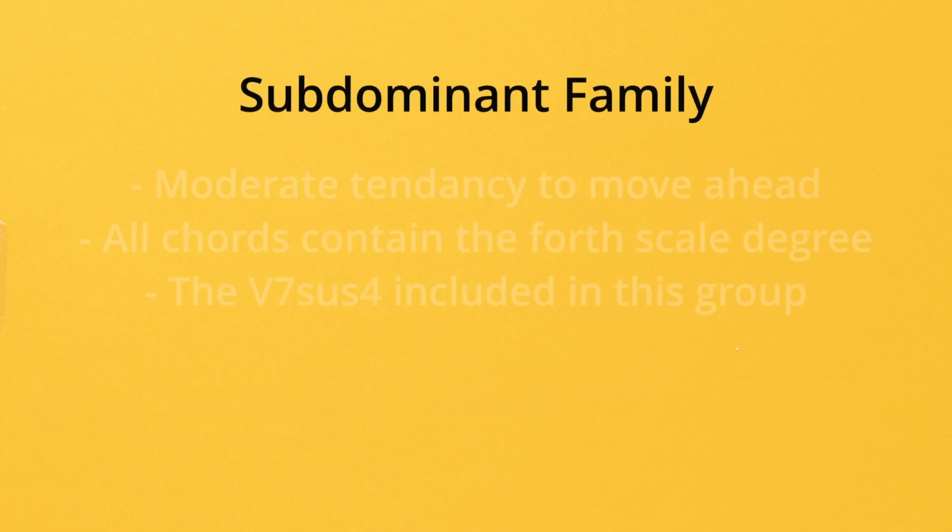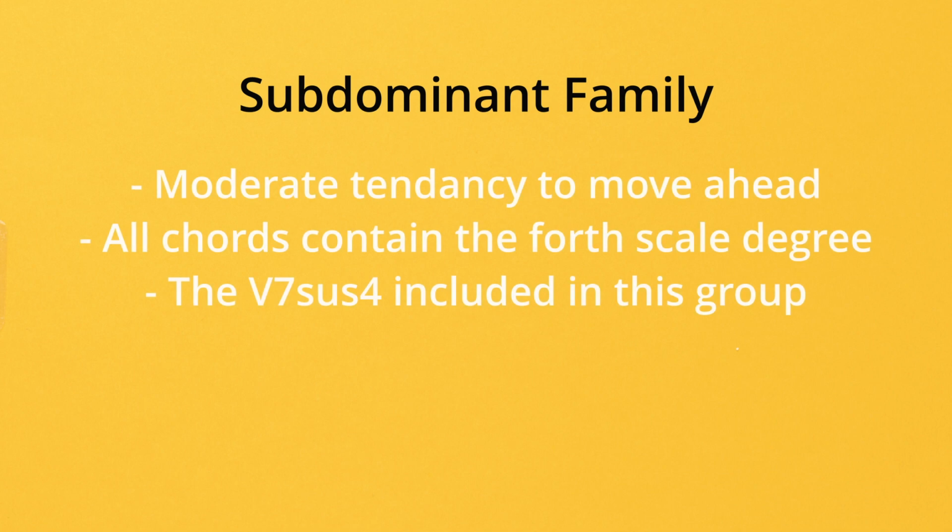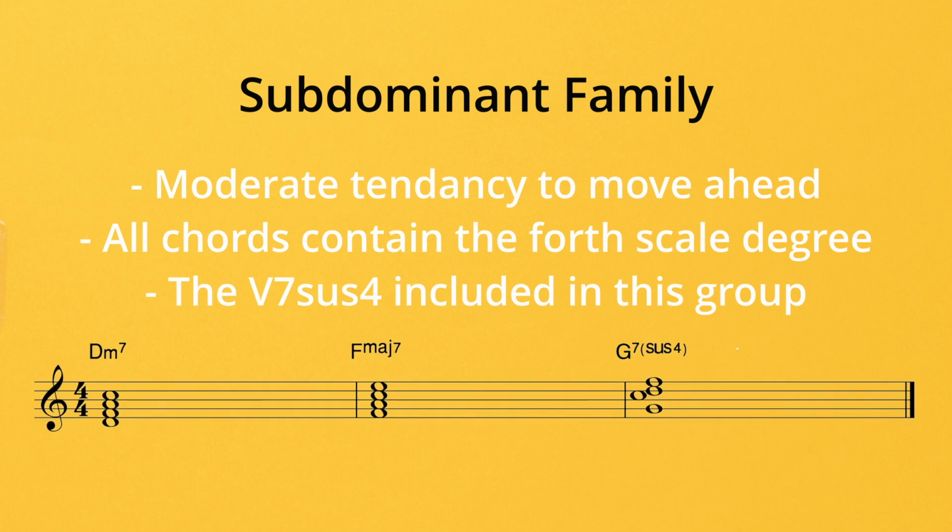Now the second group is called the subdominant family, and this has a moderate tendency to move ahead, and they also include one of the tendency tones, which is the 4th scale degree of the scale. In this case, we're talking about the F note in the key of C. Now in the key of C major, these chords will be the D minor 7, which is on the 2nd scale degree, and the F major 7, which is on the 4th scale degree, and lastly the G7 sus4, which is on the 5th scale degree.